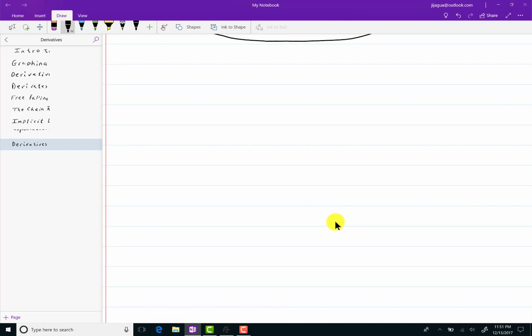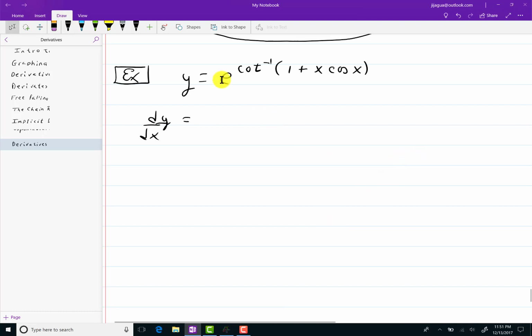Let's try the next example. y equals e to the cotan inverse of 1 plus x cosine of x. Alright, well, the derivative of y with respect to x, the derivative of e to the x is e to the x. So I got to write all this stuff down. So I have e to the cotan inverse of 1 plus x cosine of x.